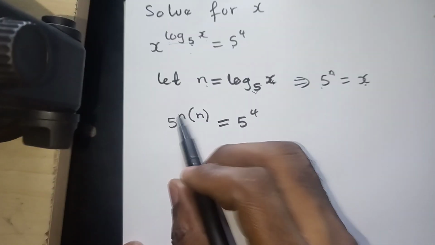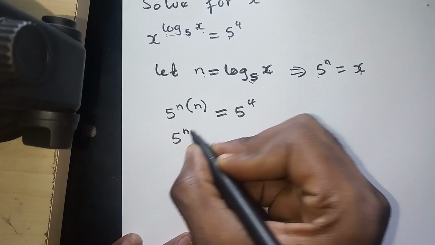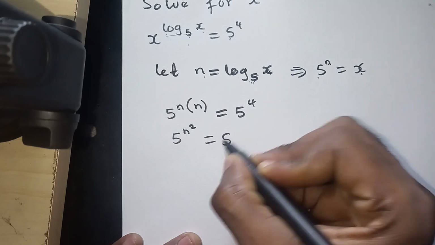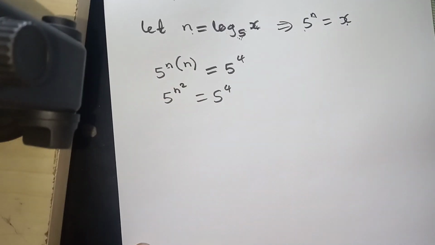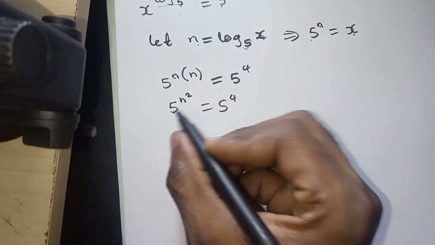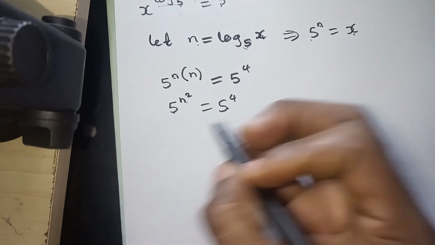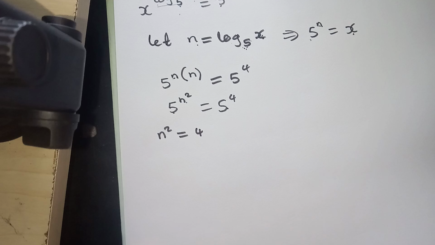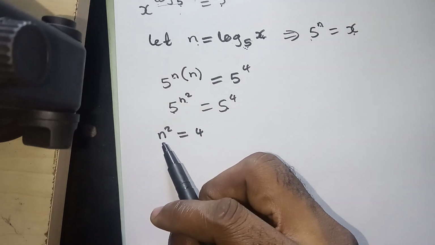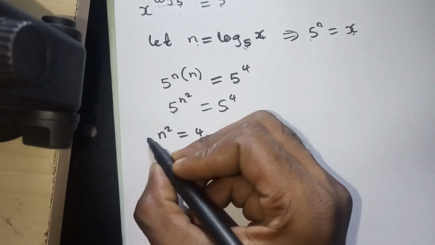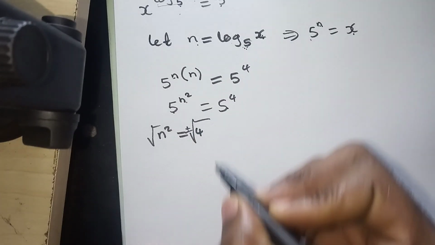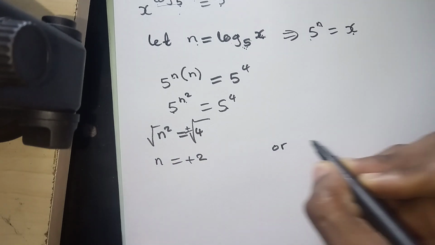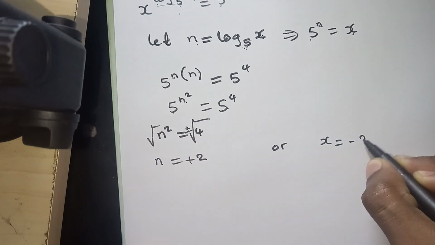Now you can expand these two so that you have 5 to the power n times n, which is n squared, equal to 5 to the power 4. At this point, since the bases are the same, the powers must equally be the same. So n to the power 2 is the same as 4. Then to find the value of n, you can take the square roots of both sides. Of course, this will be plus or minus. So n is either positive 2 or n is minus 2.